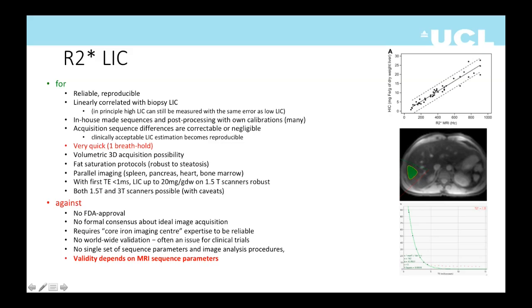Now, it's obviously not FDA approved, and that's a big problem because clinical trials tend not to choose it if LIC is the primary endpoint or secondary endpoint. And there is no formal consensus about ideal image acquisition, and you could say that you need a sort of core iron imaging center expertise to produce reliable R2 star LIC estimation. And ultimately, validity of these estimations will depend on MRI sequence parameters.